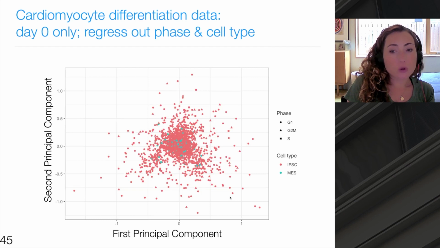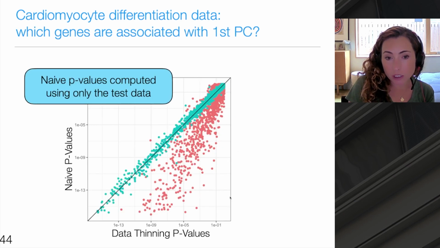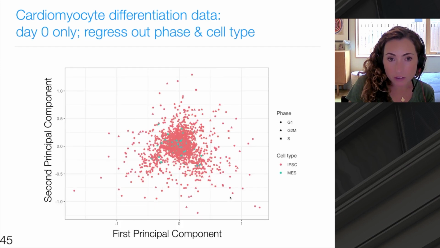But now we might wonder, what happens if there's no signal in the data? Because here we had signal in the data. We know that there really were genes associated with the first principal component. But what if we're in a setting where there's no signal in the data, and then we would not want to have small p-values? We'd like our p-values to have a uniform 0-1 distribution so that we know that the type 1 error is controlled.